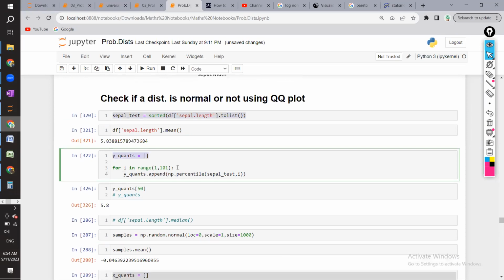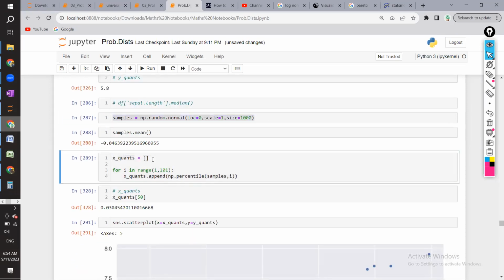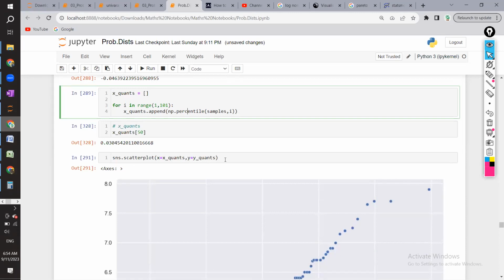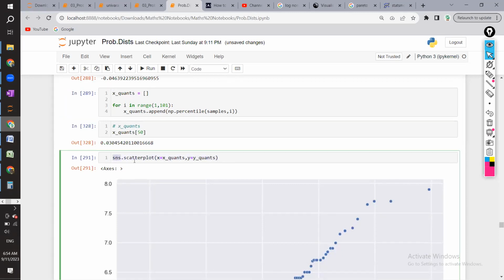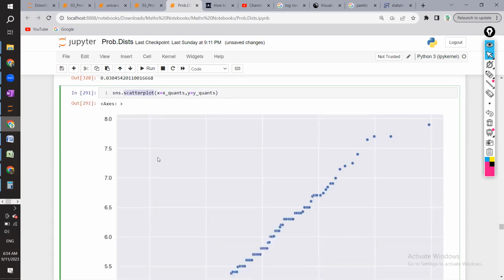Okay, y cons and normal distribution we have created, and x cons is the quantiles of this normal distribution. You can call them percentiles also, quantiles, percentiles. Fine. So now if you just plot them against each other, using seaborn dot scatter plot, it will not create any continuous graph. It is a dotted graph. It will just plot the points. Scatter plot x and y: x is x cons, y is y cons.